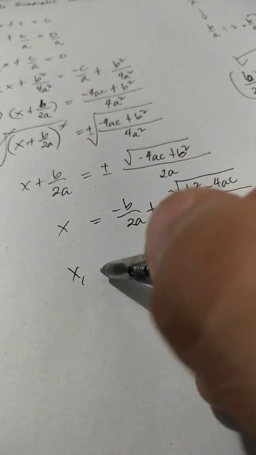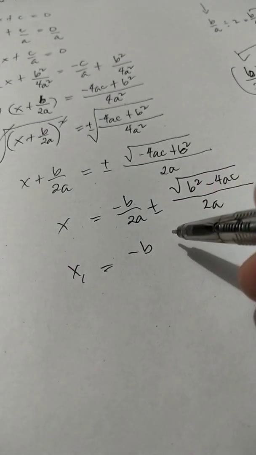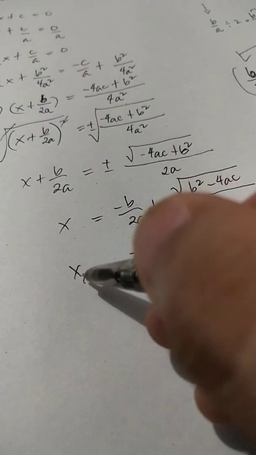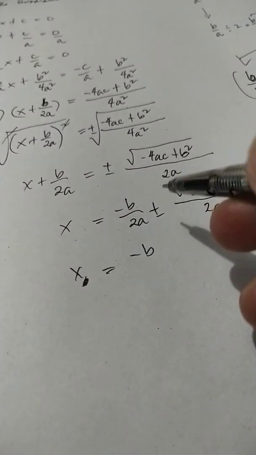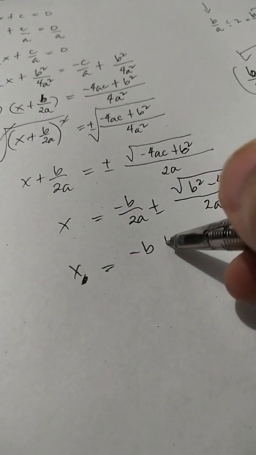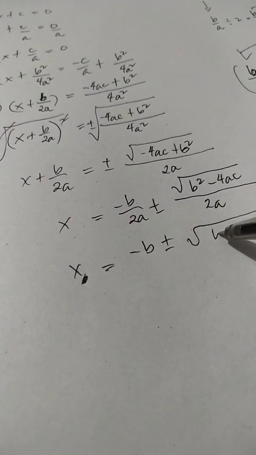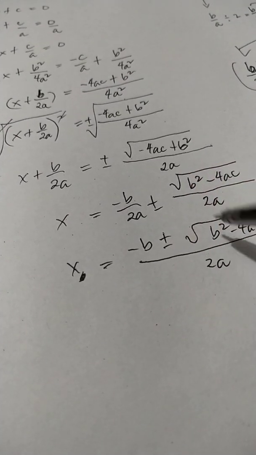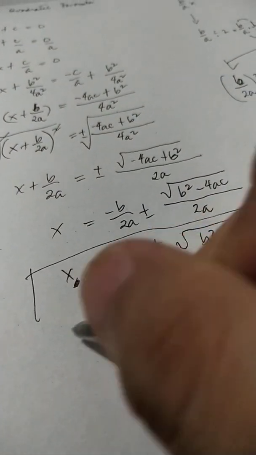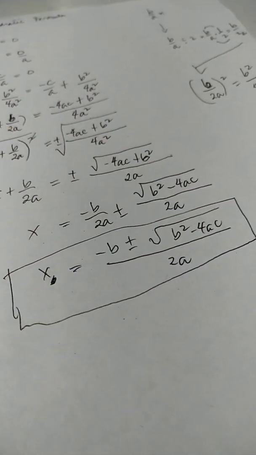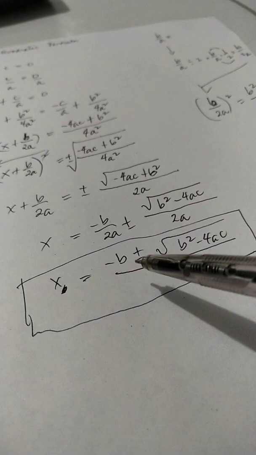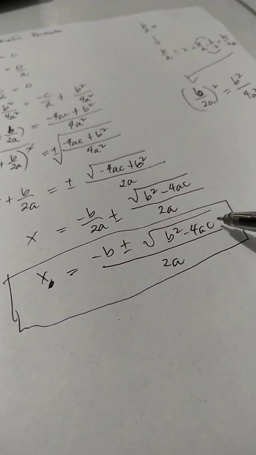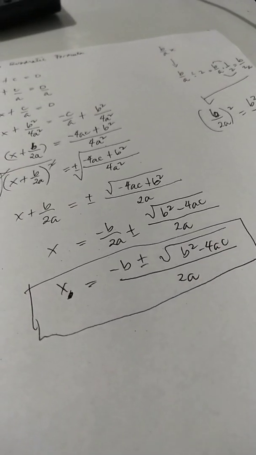For the x sub 1, we have negative b, or no, we have x equals negative b plus or minus the square root of b squared minus 4ac all over 2a, and this is now the quadratic formula. x equals negative b plus or minus the square root of b squared minus 4ac all over 2a.